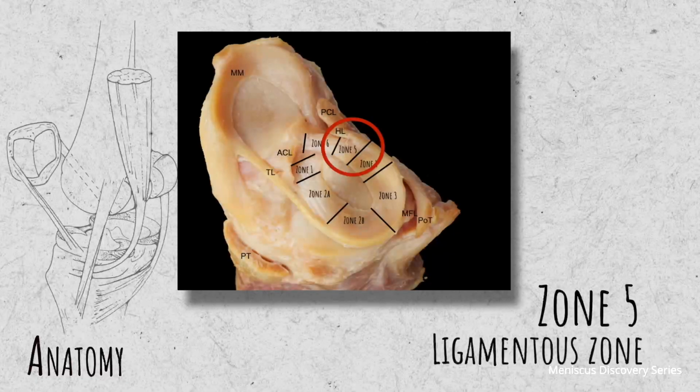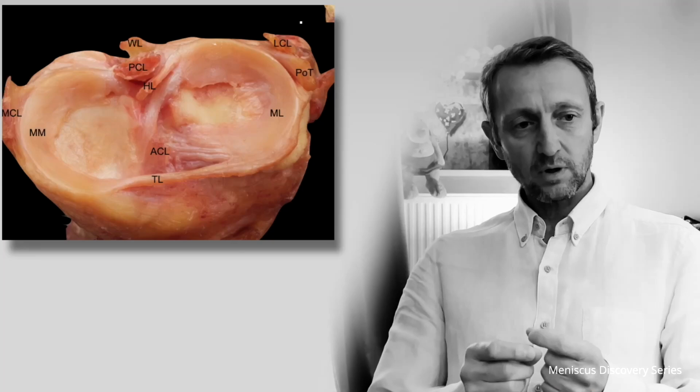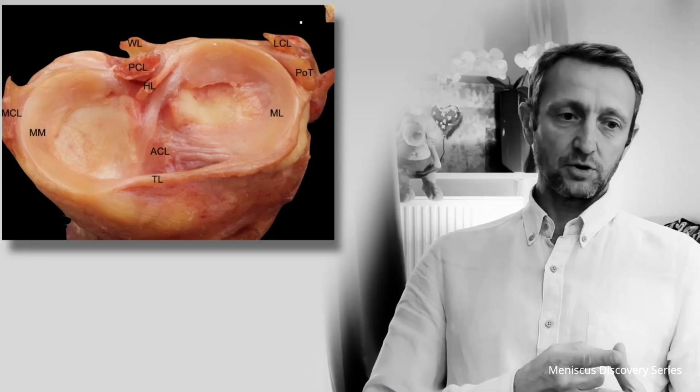I call it the ligamentous zone. Why the ligamentous zone? You can see on the pictures we have different attachments or connections between the lateral meniscus and the femur or tibia. We have two meniscofemoral ligaments, anterior and posterior. We have the meniscofibular tibial ligament, and we have finally the posterior root. It will come next.